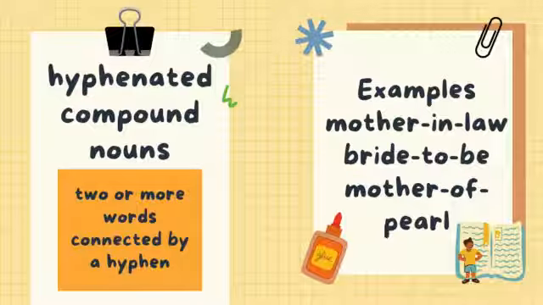Next, we have the hyphenated compound nouns. These are two or more words connected by a hyphen. So, what are the examples? We have mother-in-law, bride-to-be, mother-of-pearl. Okay, so there's a hyphen in between the words.